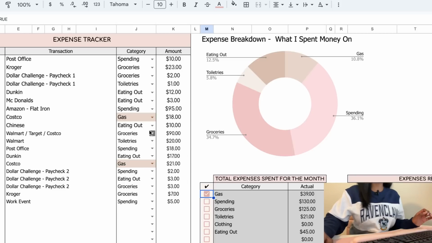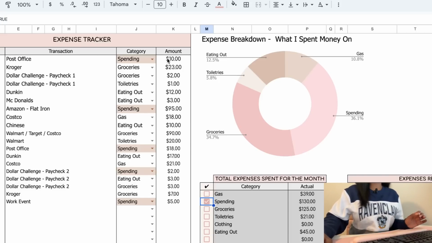Gas, after I check it, we see that I went there 2 times, and for the month that was a total of $39. So gas equated to about 10.8% of my spending for the month. Following that, we have spending fuel this month. It totaled $130. In terms of where that went, some of it went to the post office.